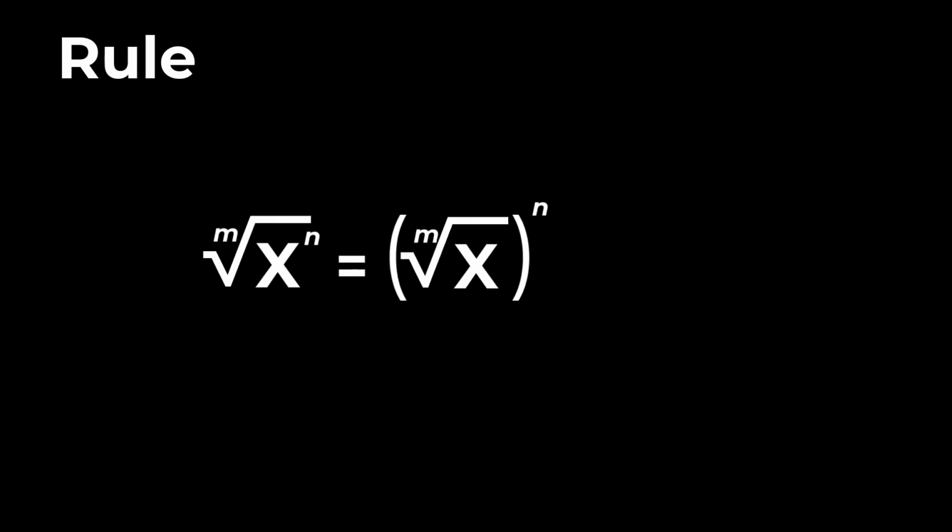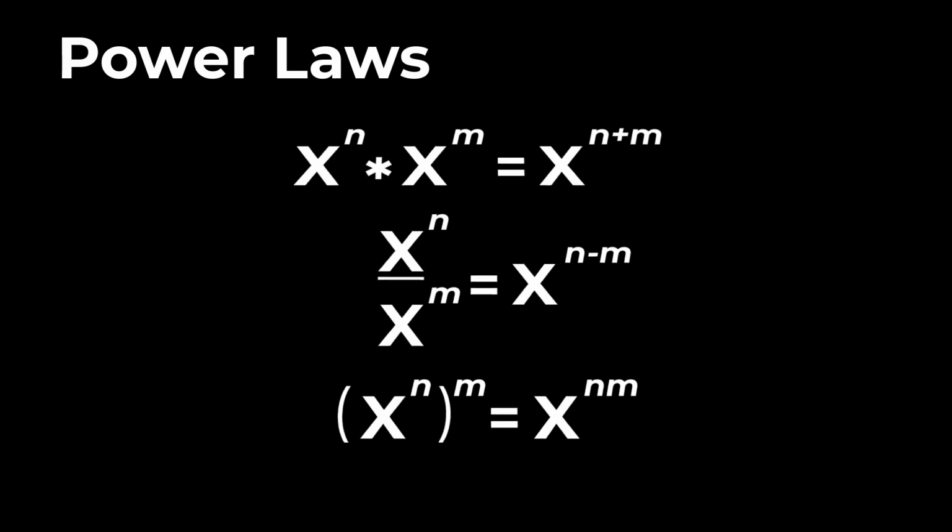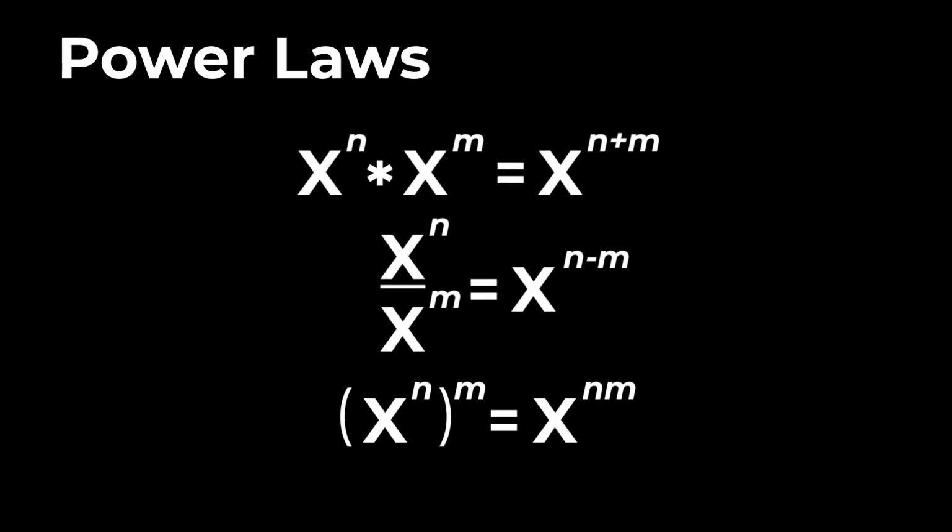In general, the rule is the mth root of x to the n is equal to the mth root of x all to the power of n. Both of these are equal to x to the n over m. Additionally, since we are working with exponents now, it is very important to remember some of the power laws, which are as follows. With all this in mind, let's now turn to the whiteboard for some more complicated examples.